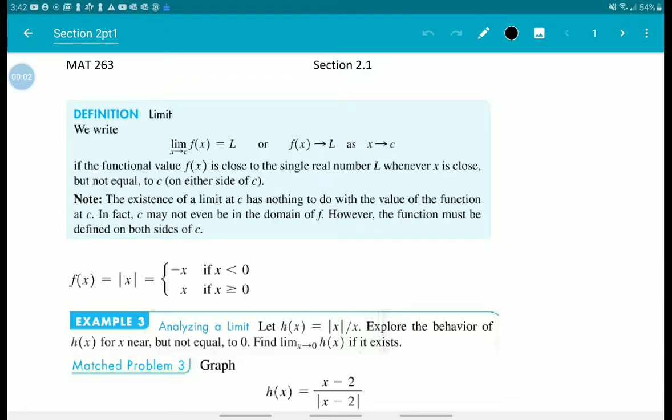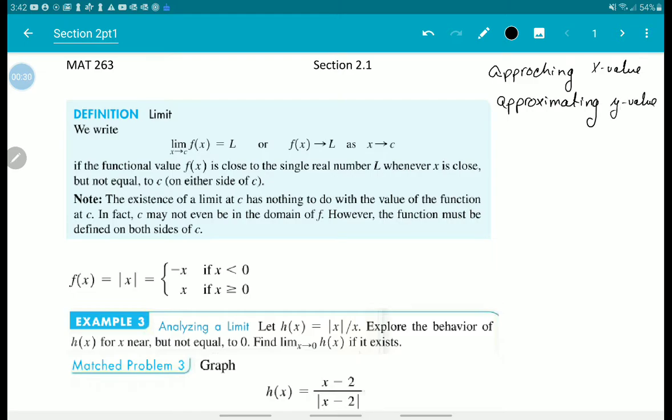So in this video, we're going to talk about an introduction to limits. And when we talk about limits, I want you to remember two words: approaching and approximating. So what we want to do is approach a specific x value, and approximate what's going on with the y value.